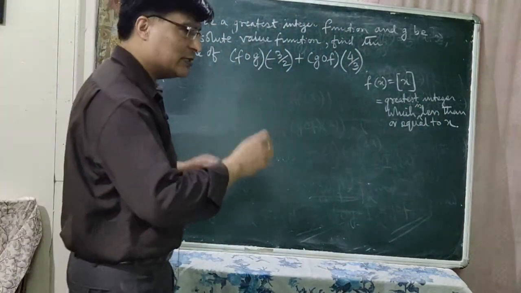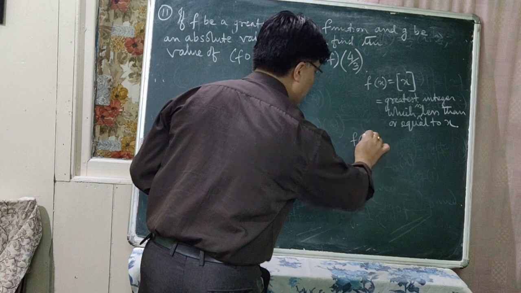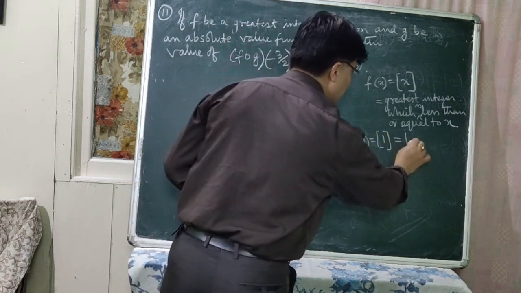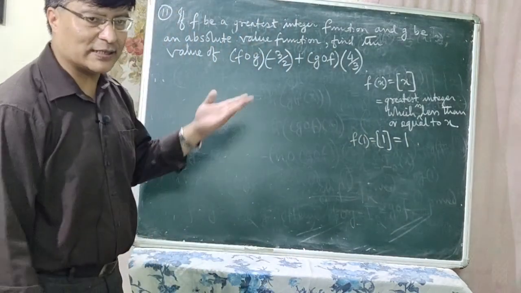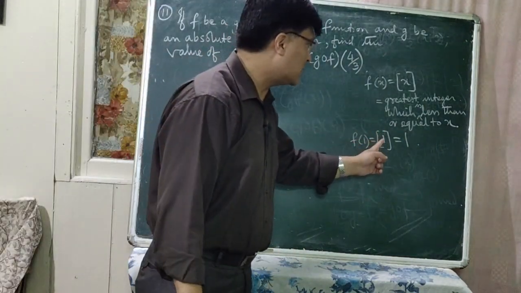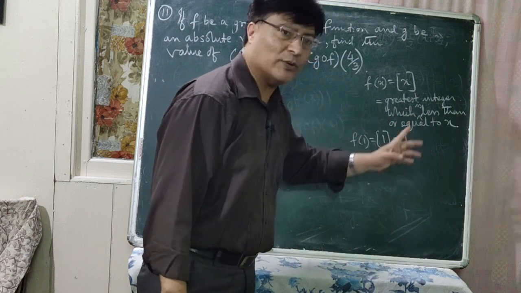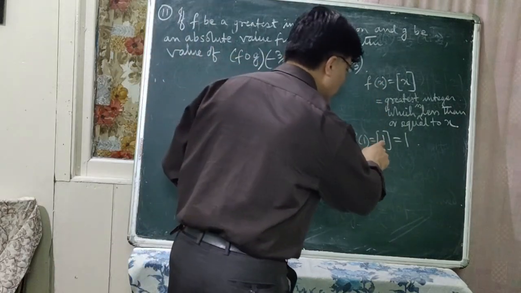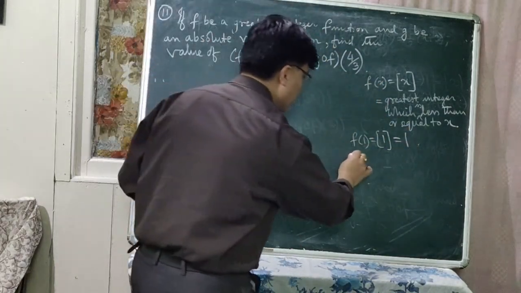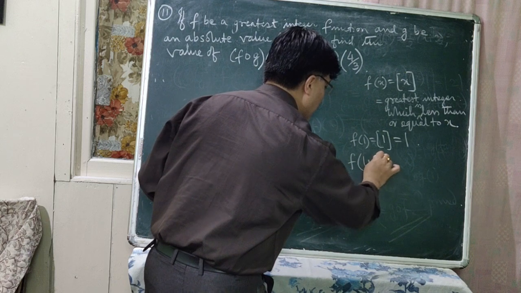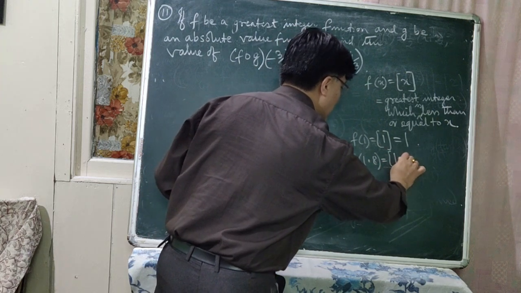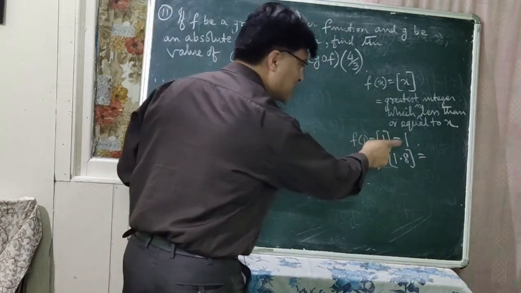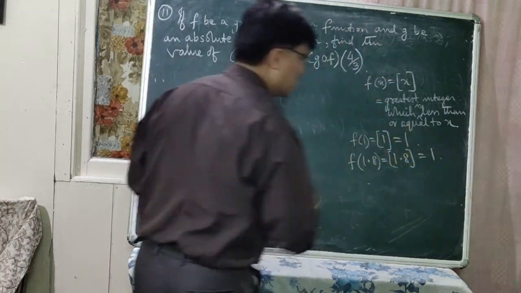It is the greatest integer which is less than or equal to x. That means if you put f of 1, so within third bracket [1], this is the integer, you can write is equal to 1, because this is the greatest integer which is less than or equal to x. So 1 is the greatest integer which is equal to x. That is your 1. But if you write f of 1.8, which is equal to [1.8], which is the greatest integer which is less than 1.8? That is your 1, isn't it?